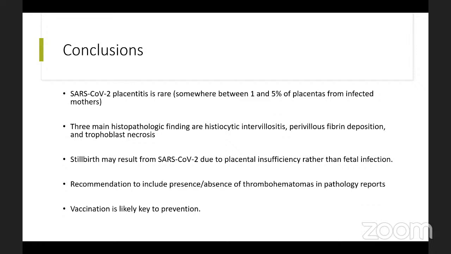We know now that stillbirth may result from SARS-CoV-2, not due to infection of the fetus, but rather due to massive placental insufficiency. And in general, just as a recommendation moving forward, for those of you who may still be seeing or will see SARS-CoV-2 placentitis, it may be worth it, mostly for ongoing research, to include the presence or absence of thrombohematoma. So really be thinking about intervillous hemorrhage when you're signing these cases out.